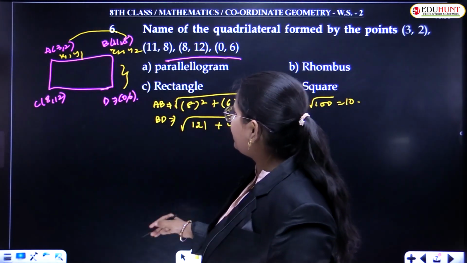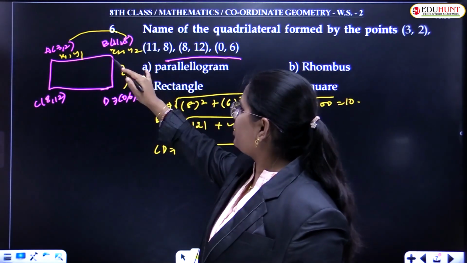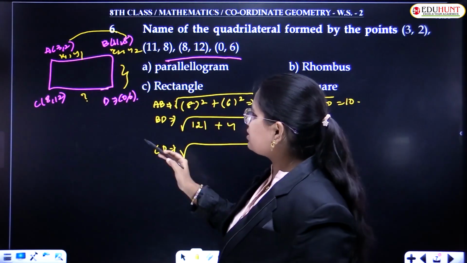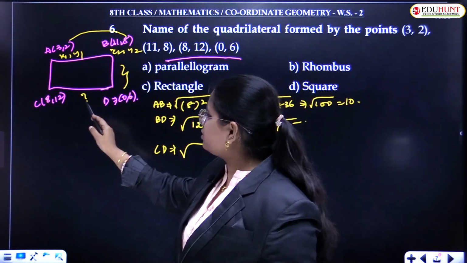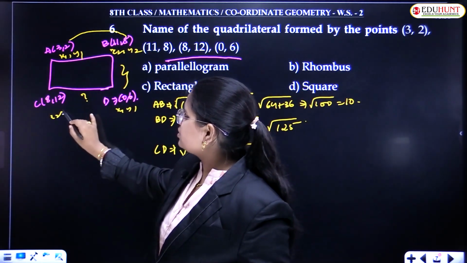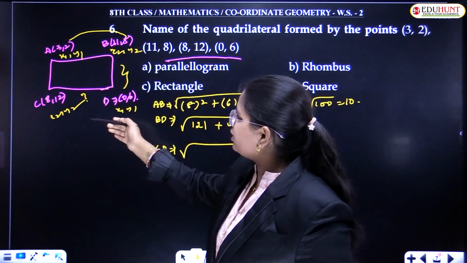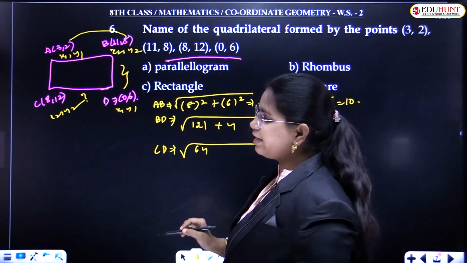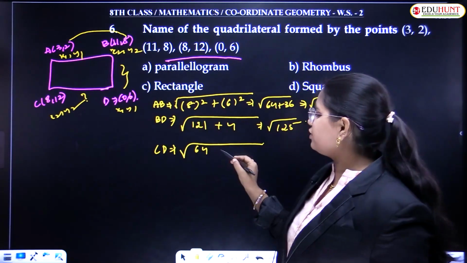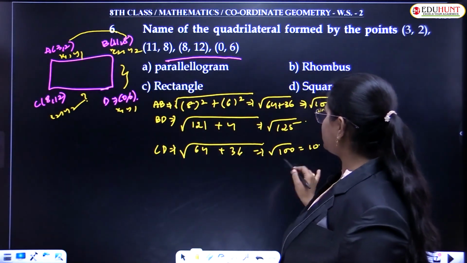Next we will take this one. What is this? CD, correct? AB is done, BD is done. Next is this part, CD. So what is x2 minus x1? This is x1 y1 and this is x2 y2. Do it. What will it become? x2 minus x1 is 8 minus 0, which is 8. 8 square is 64. 12 minus 6 is 6, square is 36 again. So 64 plus 36, again I got root 100, which is 10.